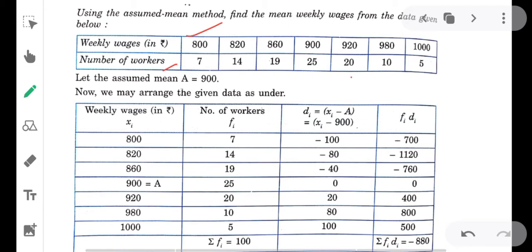For the assumed mean method, first we have to find a, that is the assumed mean. Assumed mean means the middle observation. As you can see, this is the first, second, third, fourth, fifth, sixth and seventh observation. Then the middle observation will be the fourth observation, so 900 will be the assumed mean. Clear? So a equals 900.